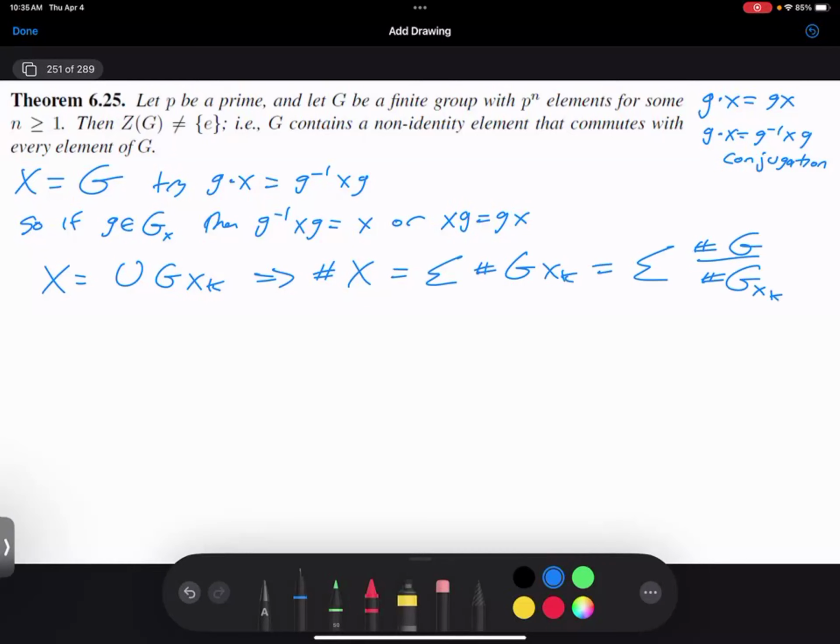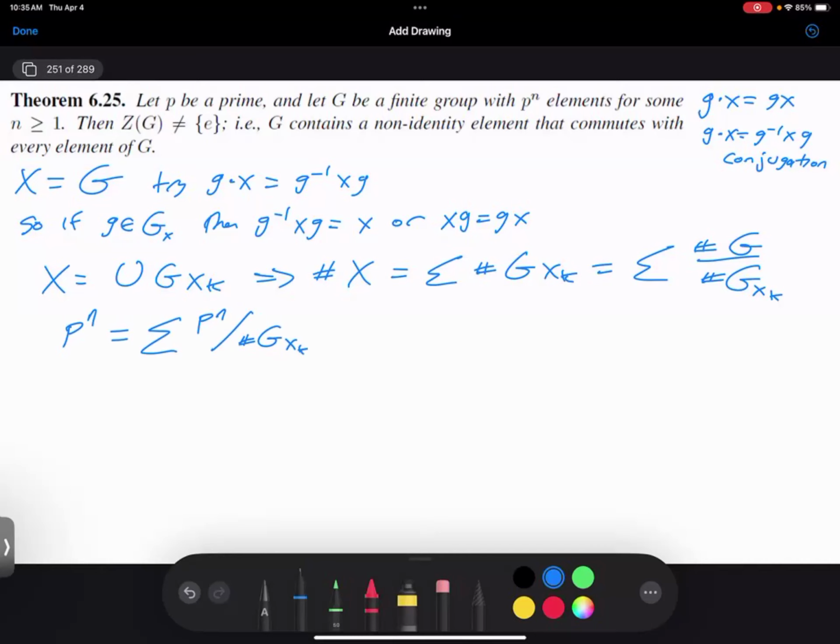For this problem, what's true about the size of X? It's equal to the size of G, which is equal to what? Which is p^n. So we get p^n is equal to the sum of p^n divided by the size of the stabilizer of x_k.